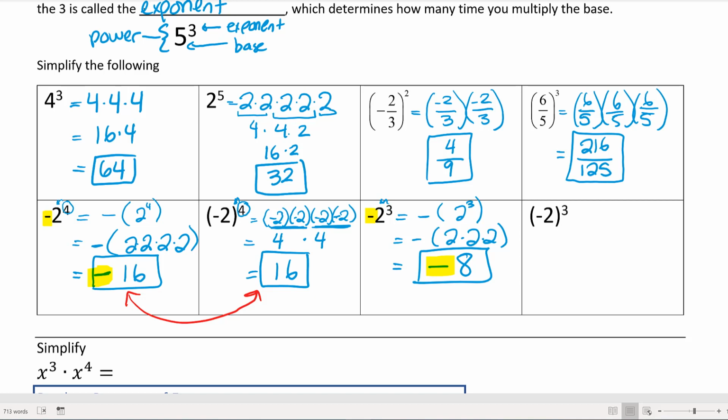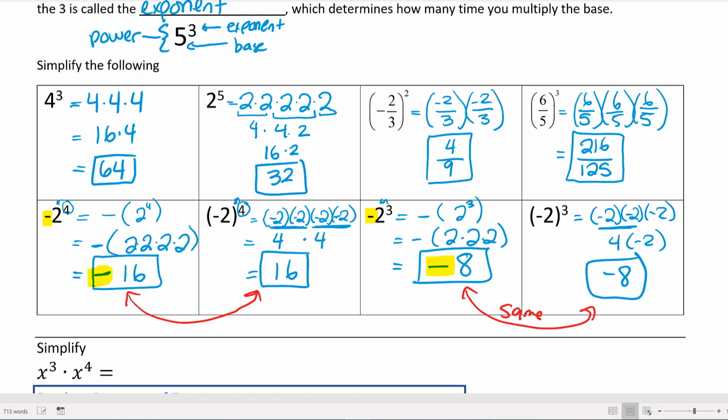But when there's a parentheses and you have the negative inside the parentheses, that means you have negative 2 multiplied by itself 3 times. Negative 2 times negative 2 is positive 4, but positive 4 times negative 2 is negative 8. Well, look at that. These are the same, whereas these are different, okay?